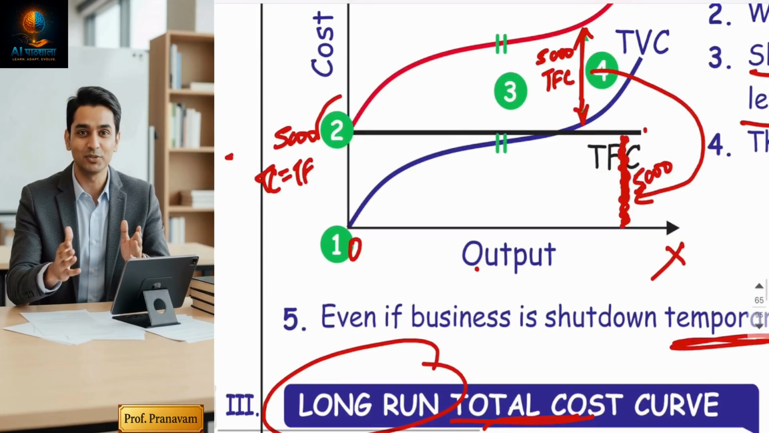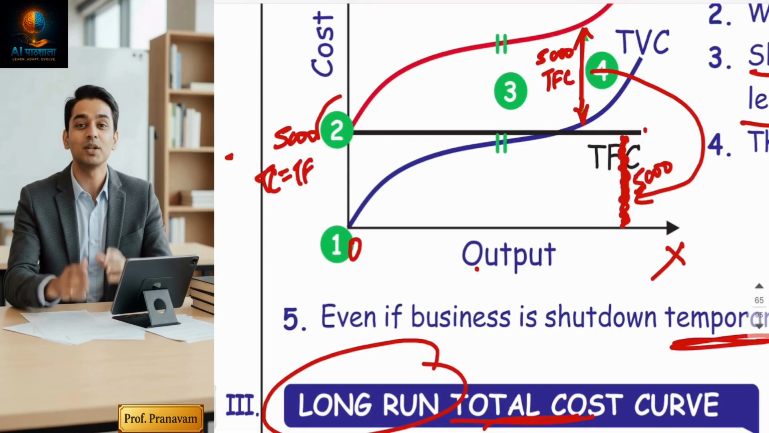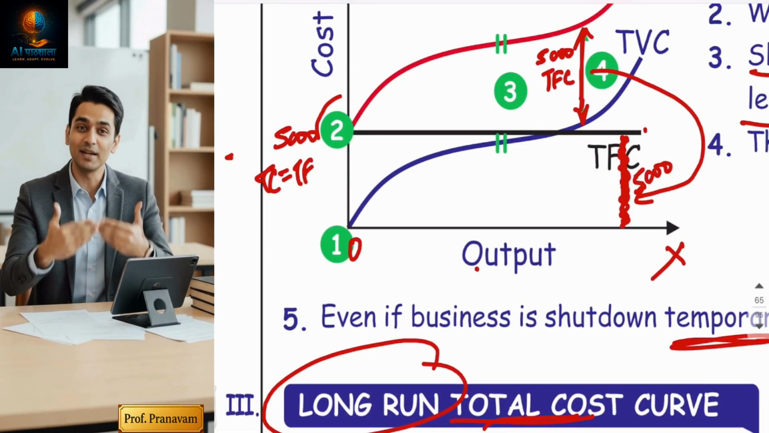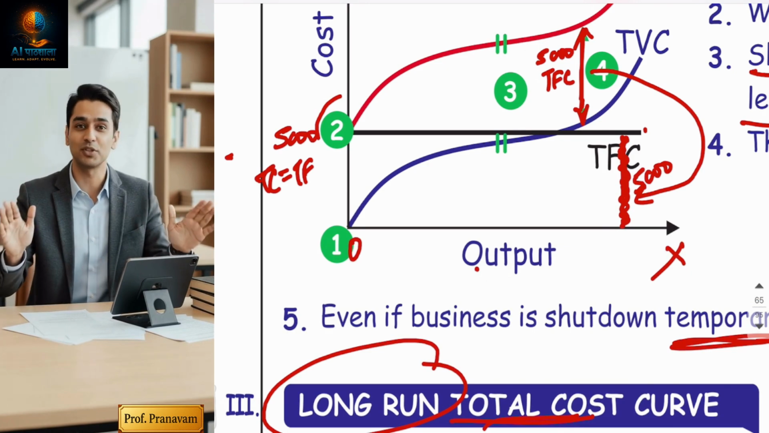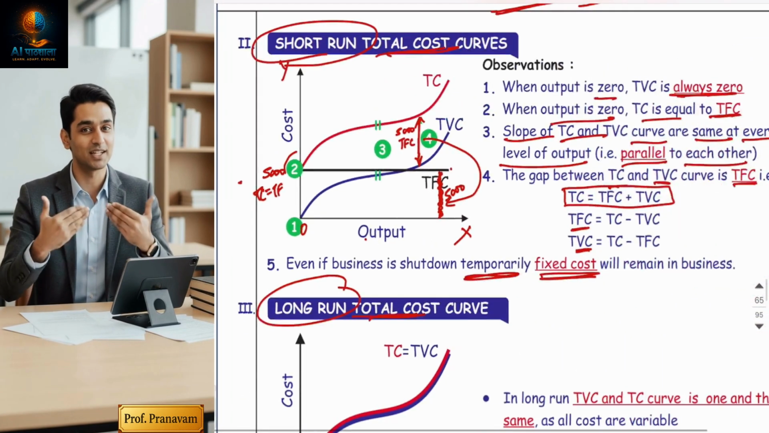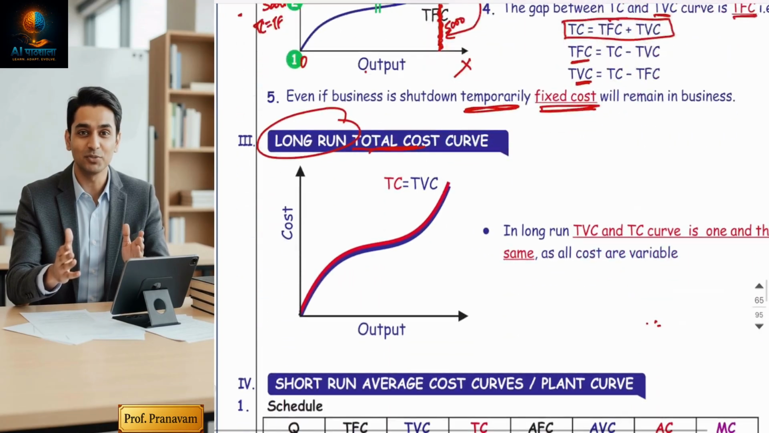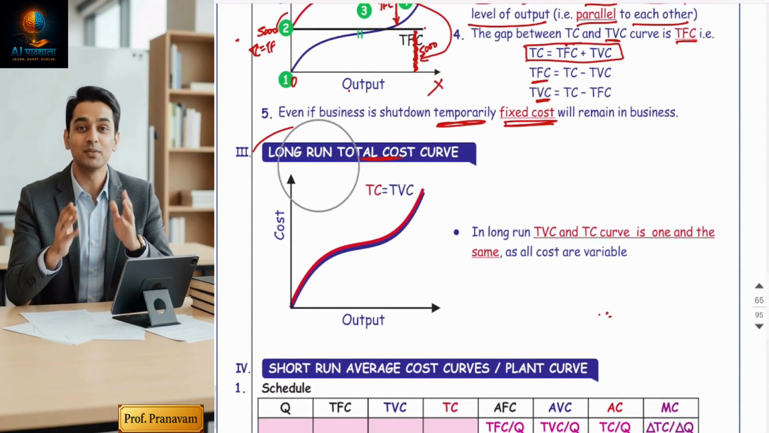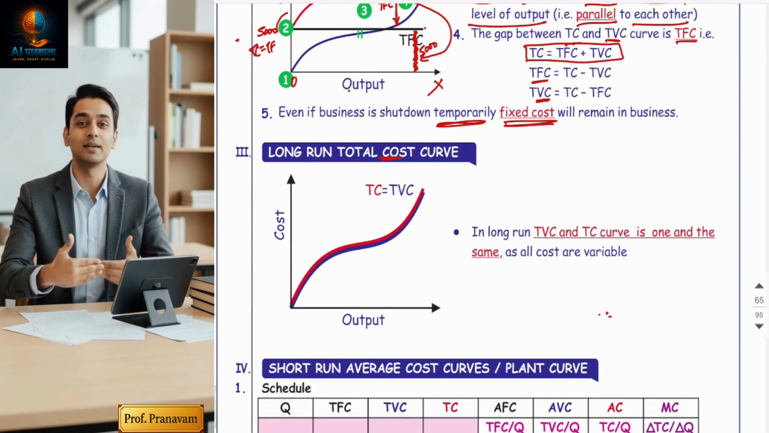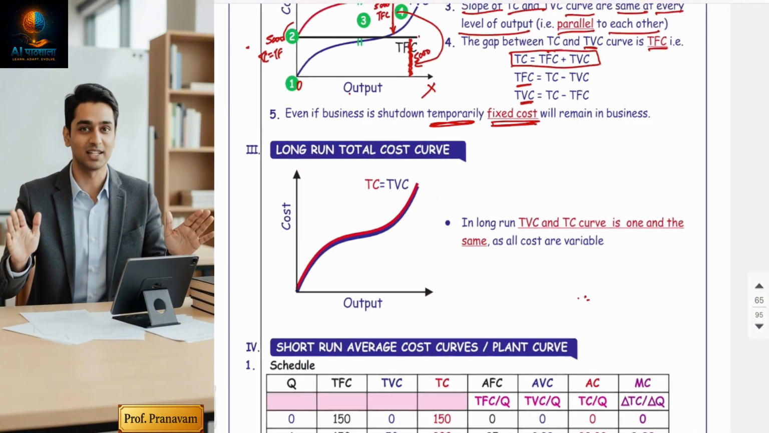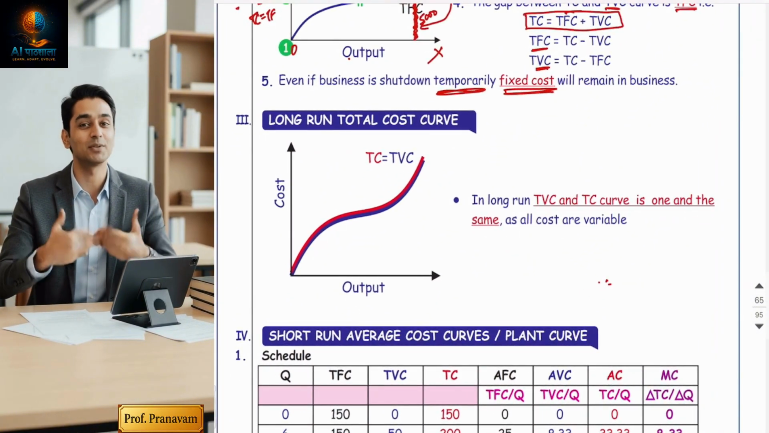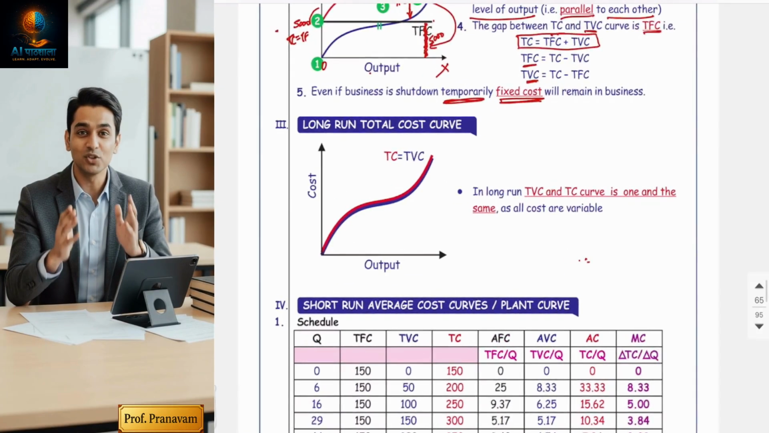That's why, see here, when the output is zero, it means your business is temporarily not conducted. You're not conducting any kind of business. So variable cost is zero, but fixed cost will be there. Fine, sir. I understood. Now, come to the long run total cost curve. Now, second part, only one point to understand.